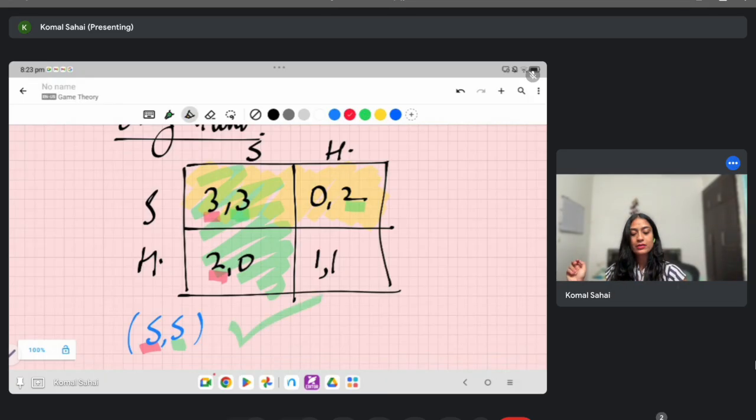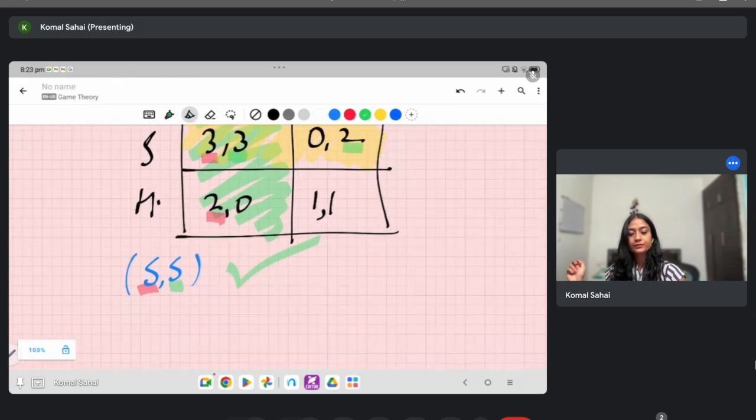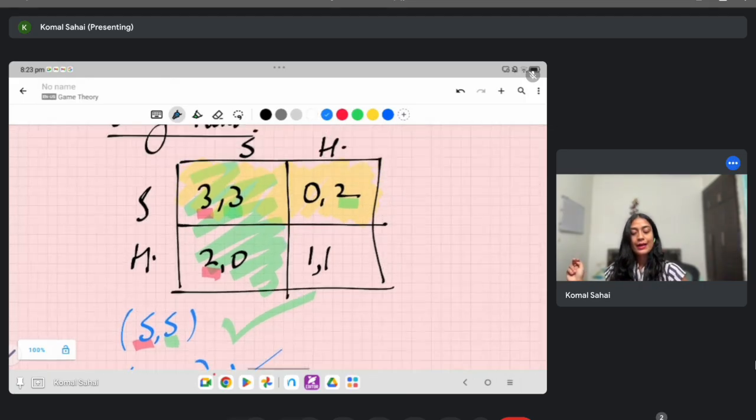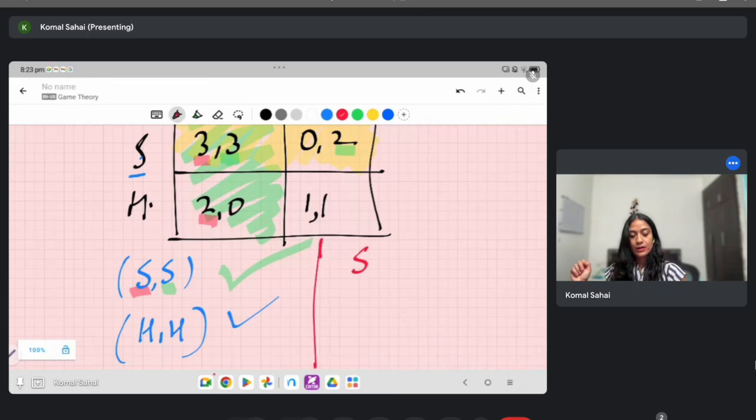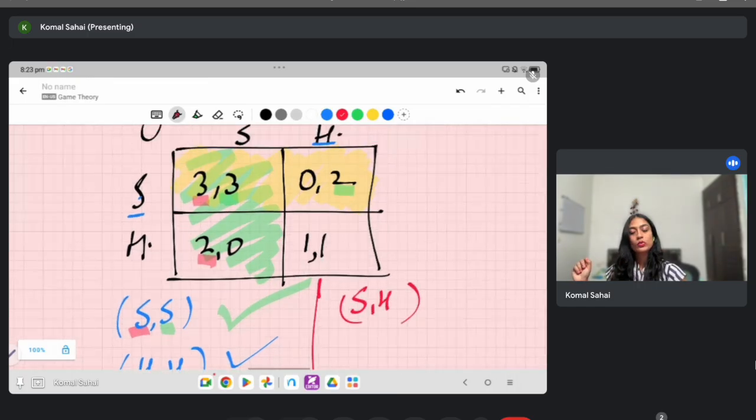Another one that you will find will qualify is H comma H. Check this, this will also qualify, okay? In other cases where one player is going for S and the other is going for H, these two will not qualify. If one player is going with Stag and the other player is going with Hare, it will be beneficial to deviate. Let's check that. Let us check the action profile where player 1 is going with Stag and player 2 is going with H.